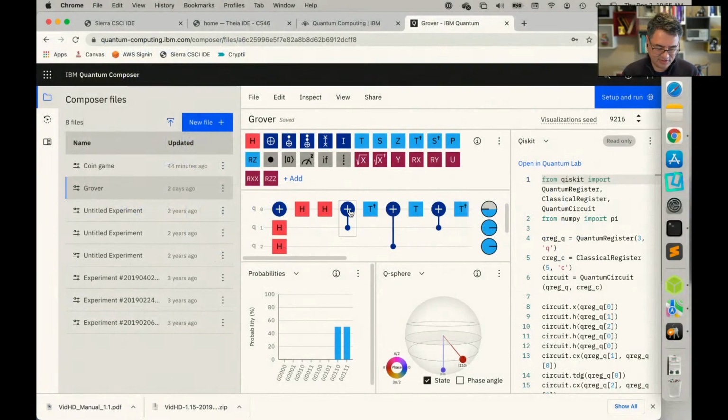And then there's the C0, where it says, depending upon this one here, and this one here has been put in superposition, so half the time it'll flip this one, and half the time it won't flip it. Same thing here. This qubit is in superposition, so half the time it'll flip this one, and half the time it won't.